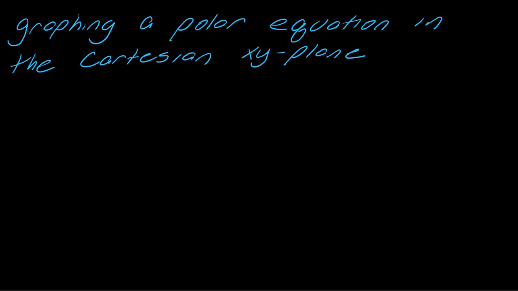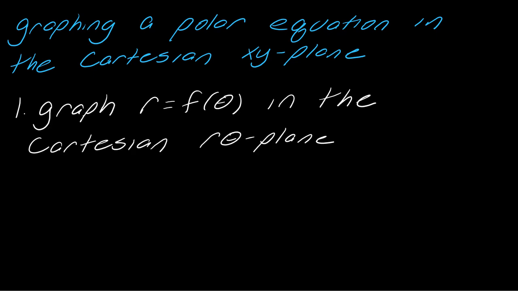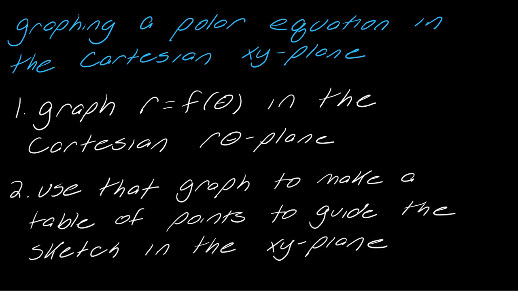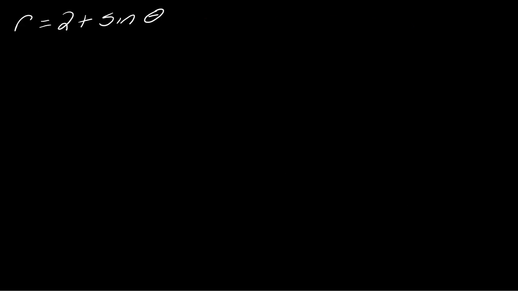Okay, and the last thing that we've got to talk about now is how do you graph a polar equation in the Cartesian xy plane. So what we're going to do for this is, first we're going to flip the plane. So I'm going to graph r equals f of theta, but I'm not going to graph it on the xy plane. I'm going to graph it in the r theta plane. So this is going to be kind of a fun thing to think about. And then I'll use that graph to make a table of points to guide the sketch in the xy plane.